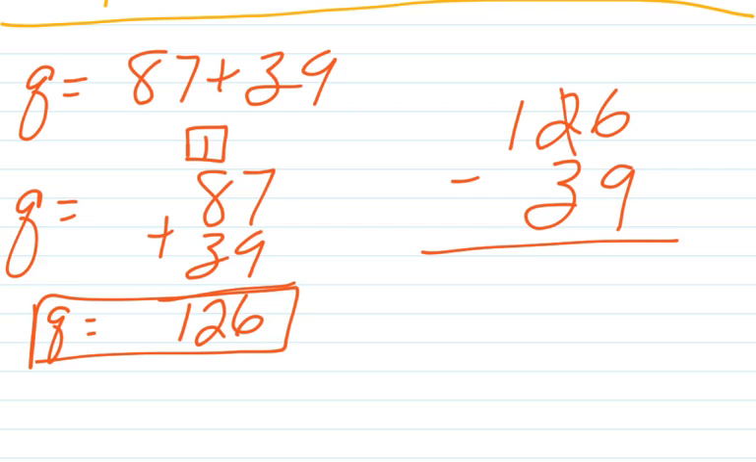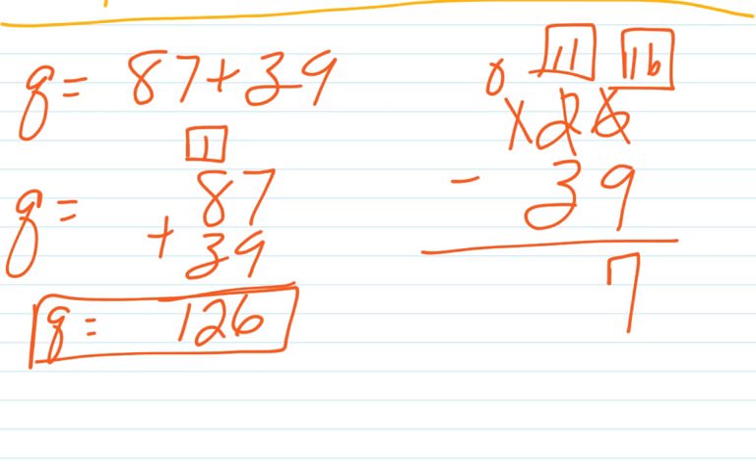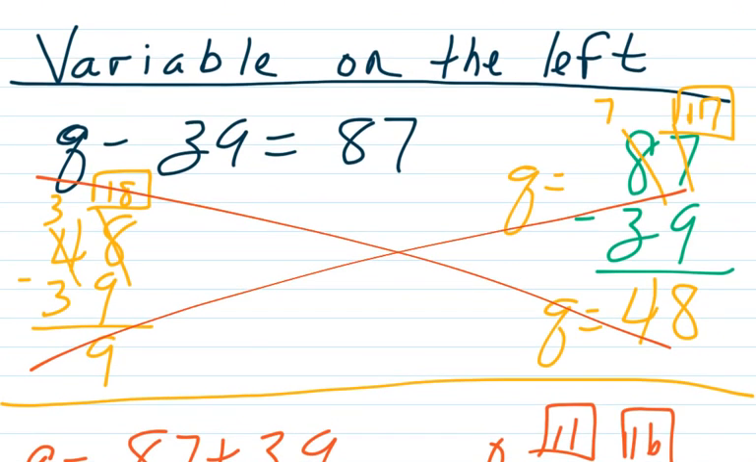Excuse me. I have to regroup. This is going to be 0, so I'm going to have to regroup from here. So this is going to be 16, and that's going to be 11. So 16 taking 9 is 7, 11 taking 3 is 8, so 87. So that does check. So when we have the variable on the left, we have to do the inverse operation, and we're going to have to add. Put some parentheses on there.